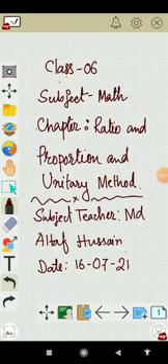Hello students, welcome to class 6 subject math, chapter ratio and proportion and unitary method. So today we will start ratio.